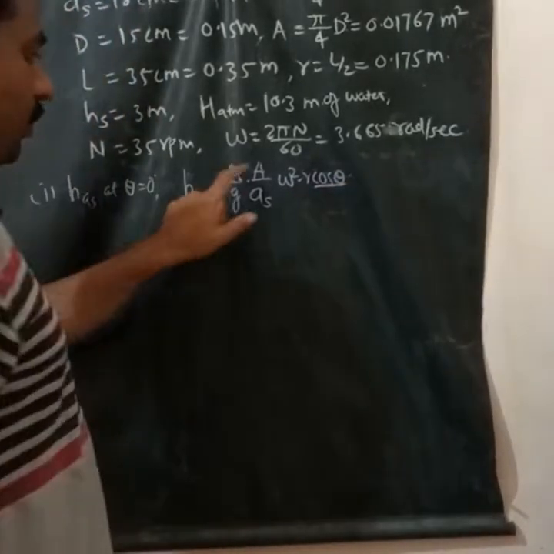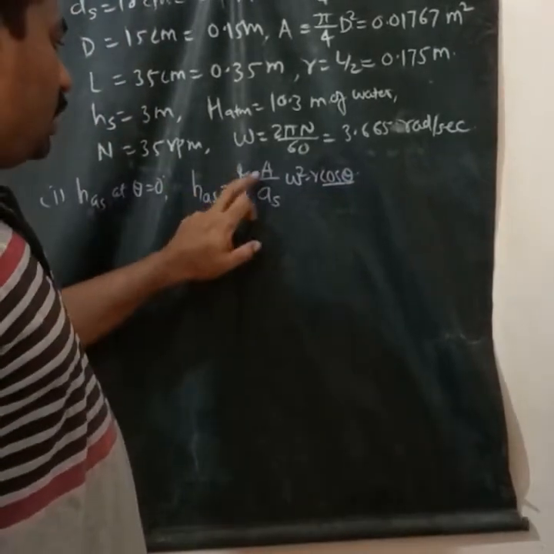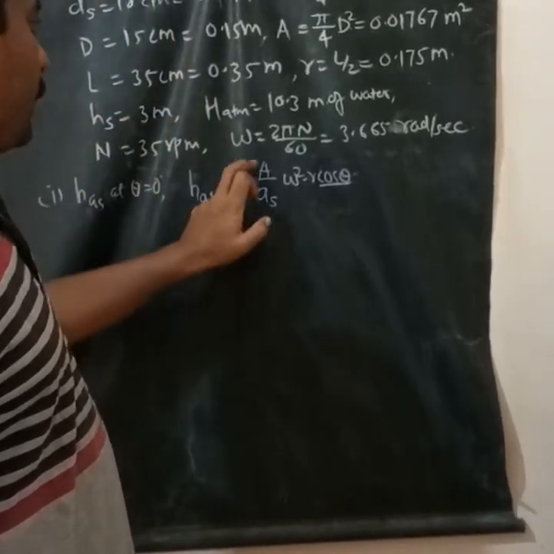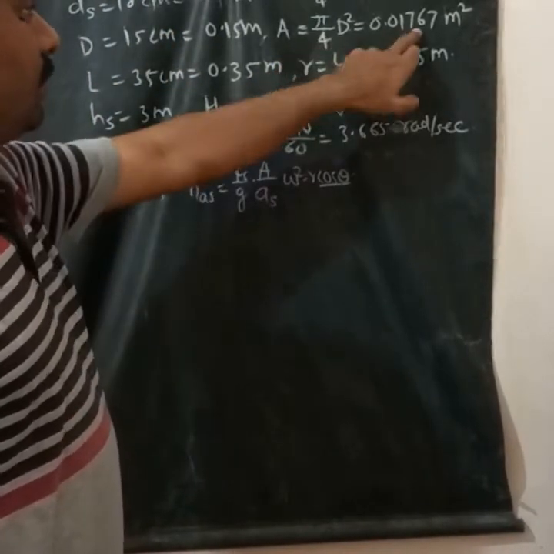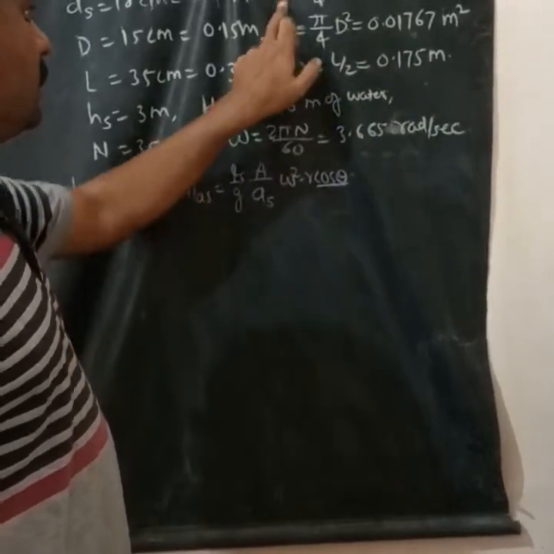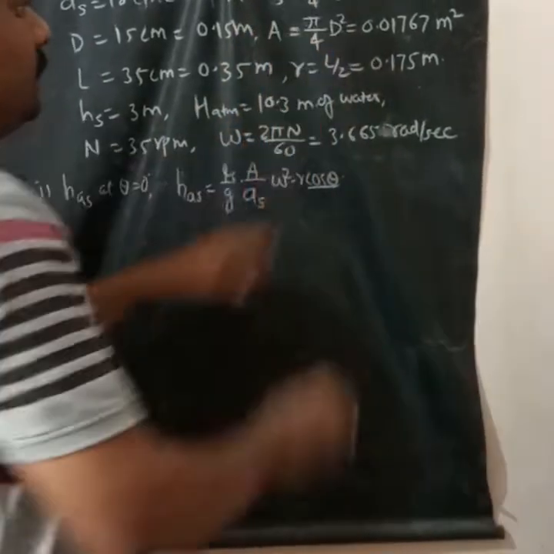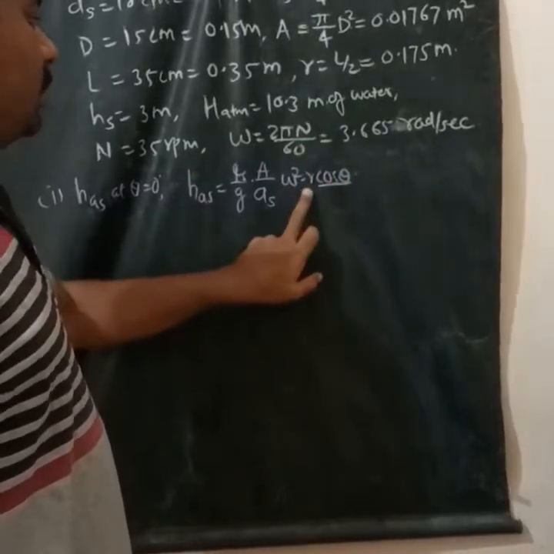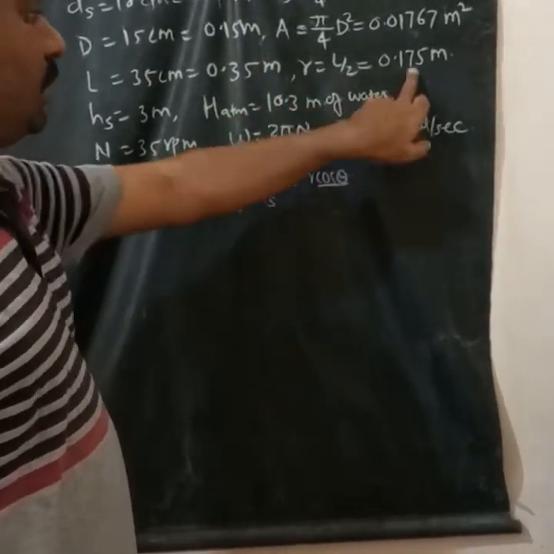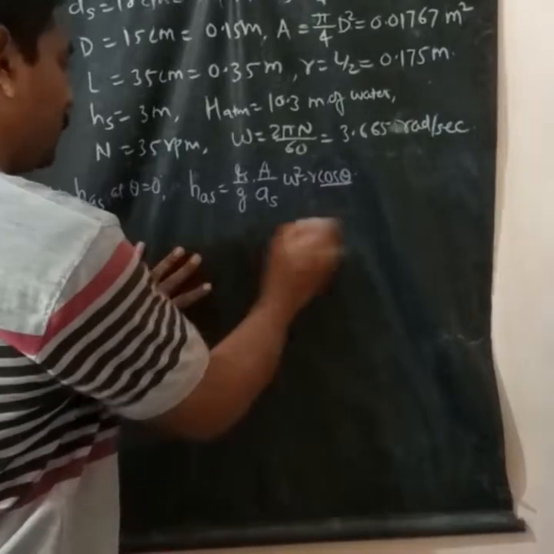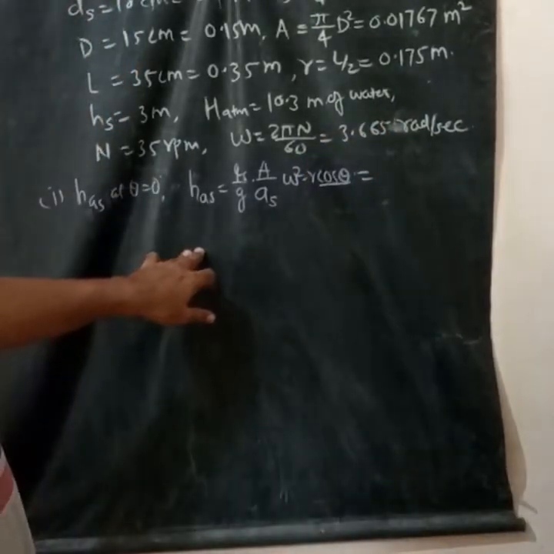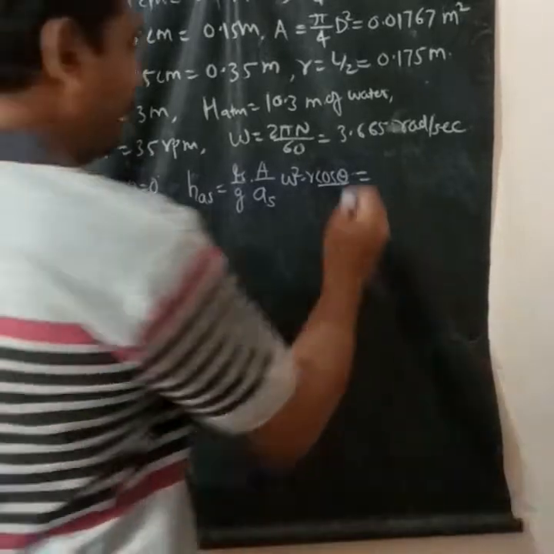Now put the value of all the parameters: LS, G, A, AS, omega square. LS is known, 5 meter, G is 9.81, capital A is pi by 4 d squared, and small as is representing AS. Then omega is 3.6, and r equals L by 2. Putting the values in this expression, you will get the value of HAS, and that HAS is 2.695 meter.